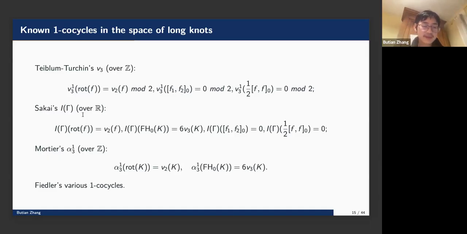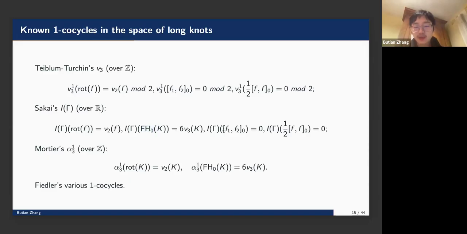He constructed a one cocycle, and this one cocycle is an R-valued one cocycle. It turns out that he and his colleagues also calculated the values of the I gamma one cocycle on the loops that we described earlier. Maybe I should explain some notation here. FH0 is the Fox-Hatcher loop with respect to the zero framing, because there are some subtle things about the framing when you try to describe it.